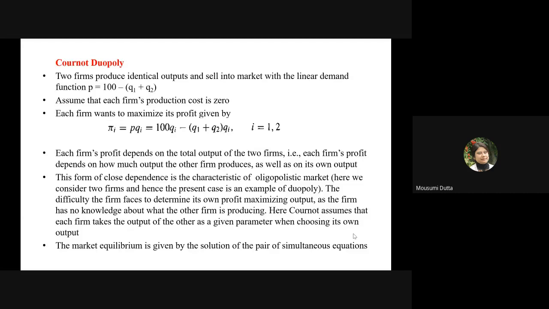So two firms produce identical outputs and sell into the market with the linear demand function, P is equal to 100 minus total output, 100 minus (Q1 plus Q2). Since we are talking about two firms, instead of calling it oligopoly, we are calling it duopoly framework, duopoly. So this is the aggregate market demand, P is equal to 100 minus Q. This is the aggregate market demand.